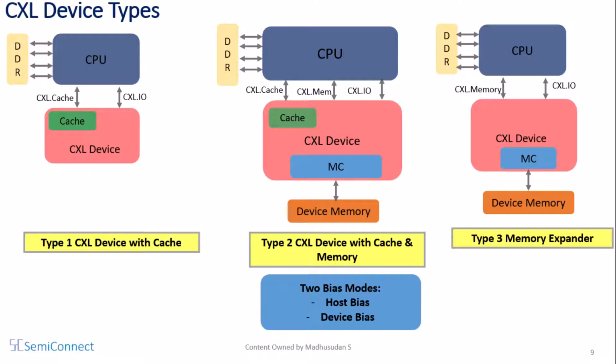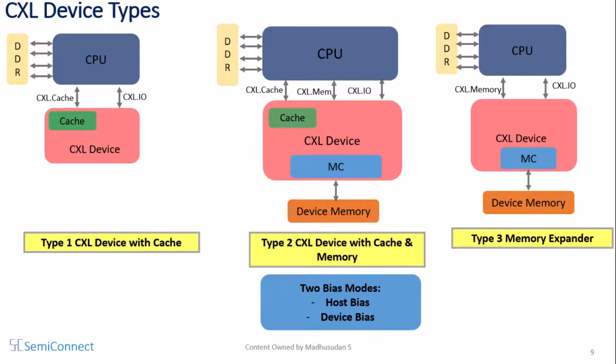So when the device memory is in the host bias, what happens is the CPU can access the device memory freely, right? Whereas if the device has to access its own memory, it has to go all the way to the CPU and request the CPU or the host agent to resolve the cache coherency, and only then can the CXL device access its own memory. So that's called the host bias.